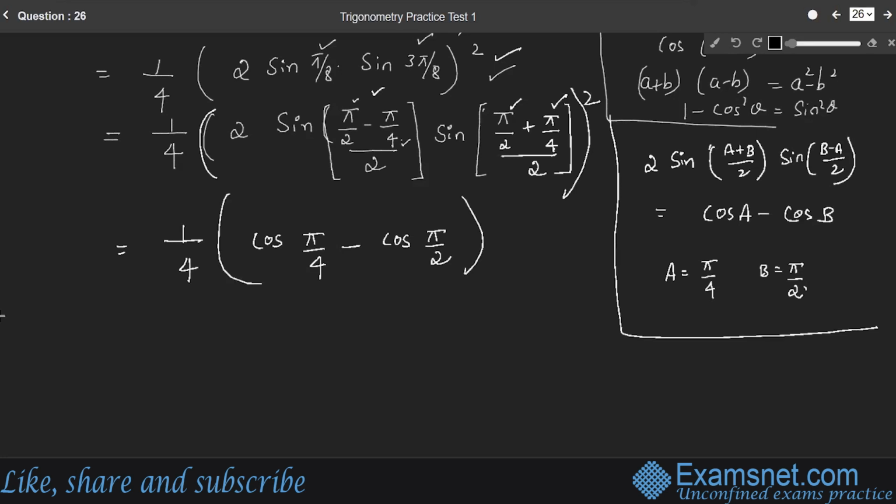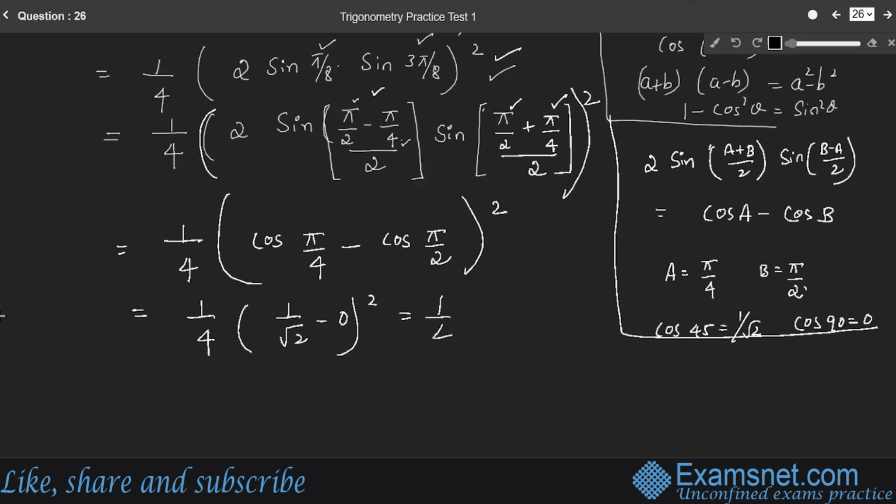The whole square. Don't forget to write the square here. Right? So what is cos pi by 4? Cos pi by 4 is cos 45, which is 1 by root 2, whereas cos pi by 2 is cos 90, which is 0. Substitute the values here: 1 by 4 into (1 by root 2 minus 0) the whole square.